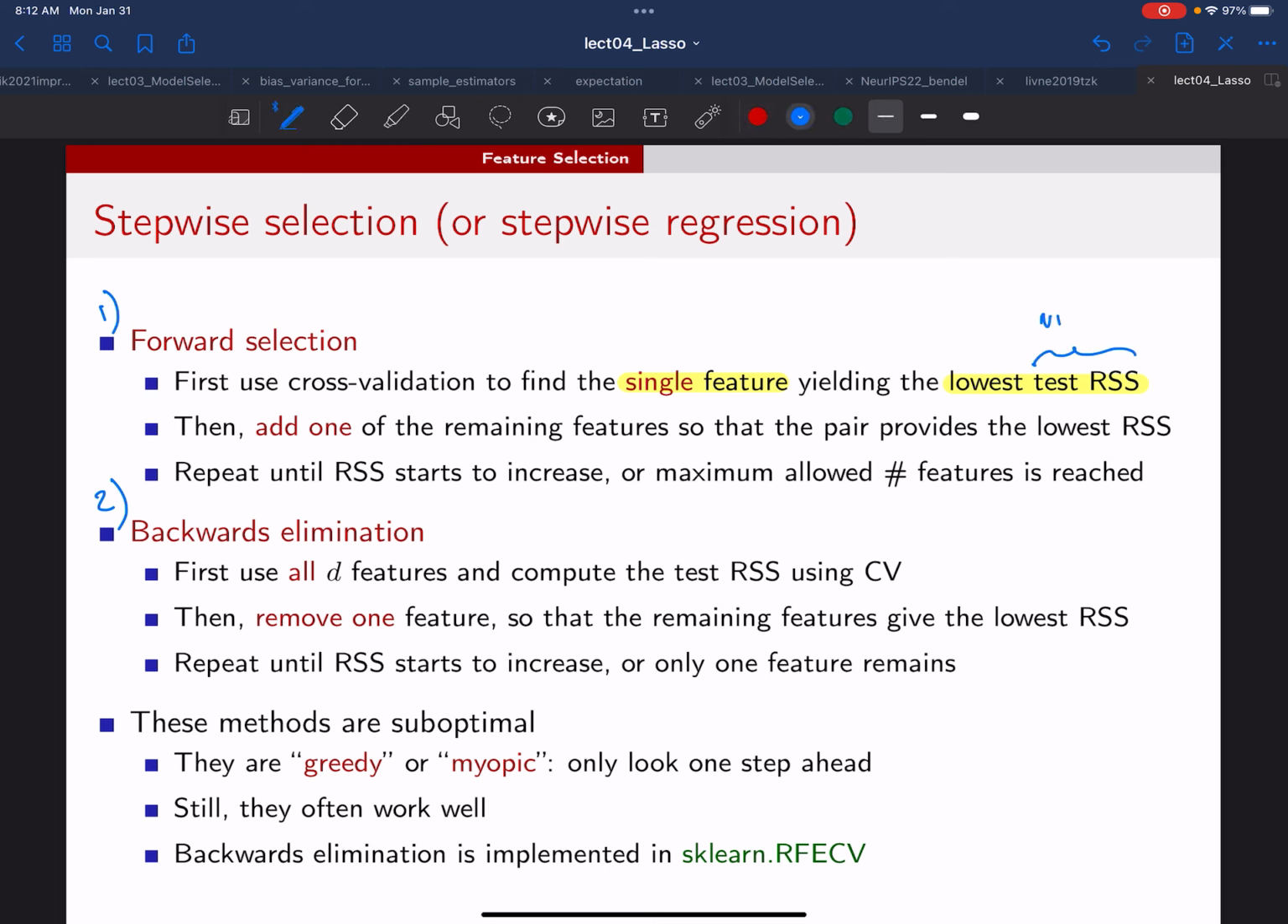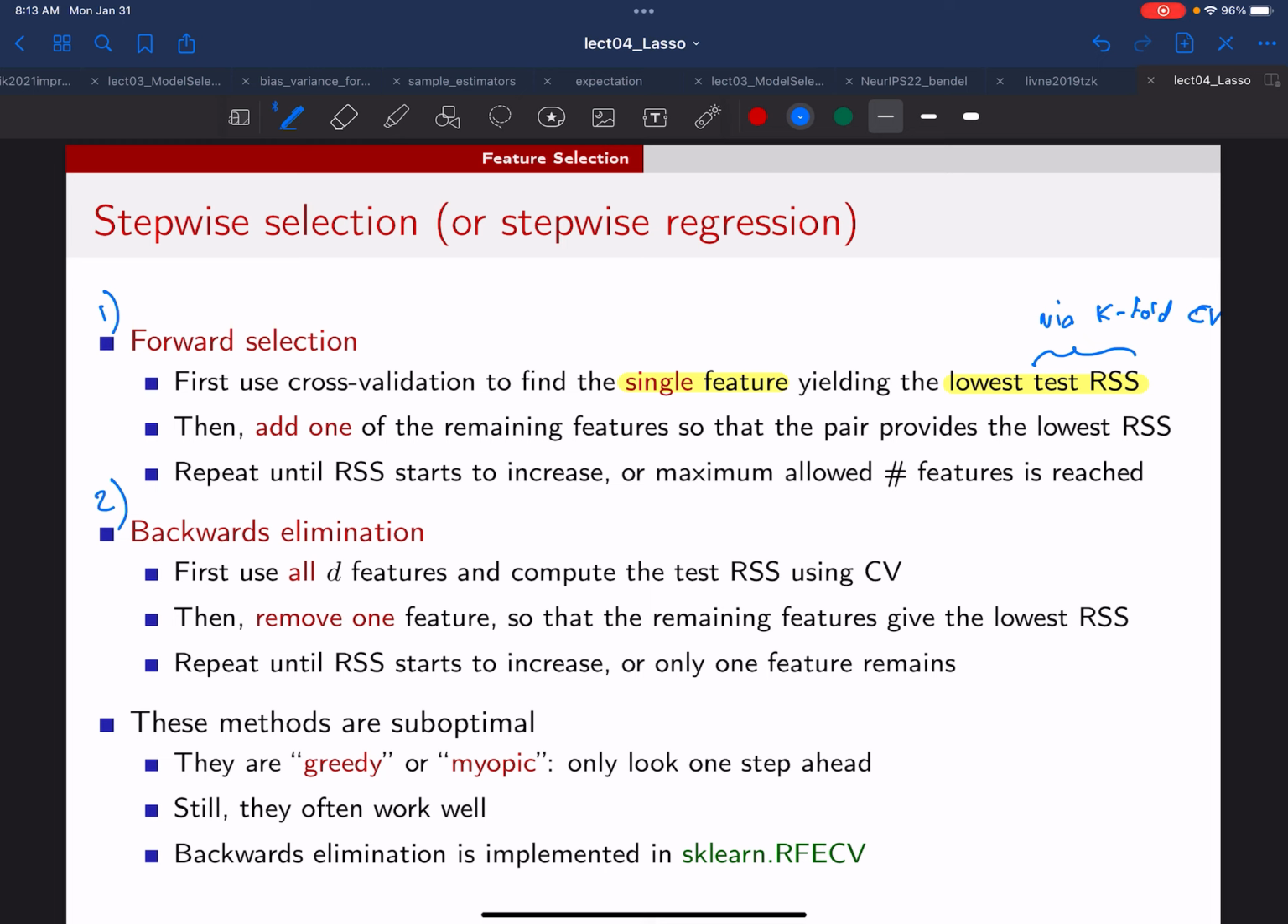So this is via k-fold cross-validation. Okay, so now that I have my single best feature, I go through the remaining features and find which next feature I want to add to my single best feature so that I get the best pair.